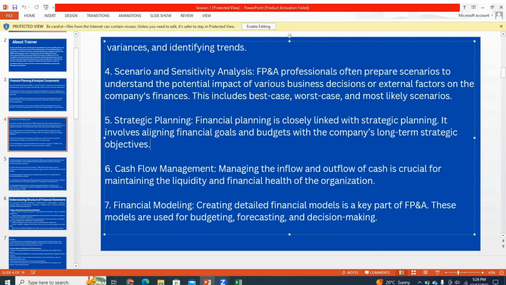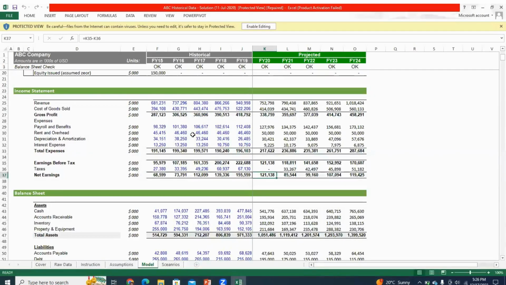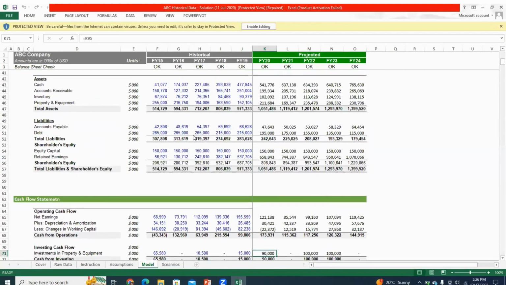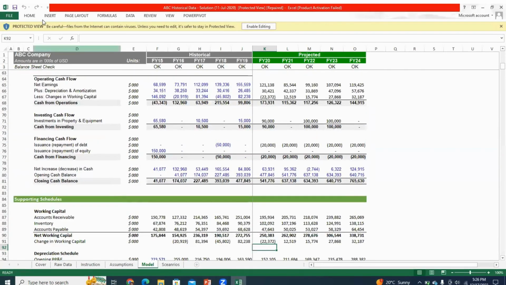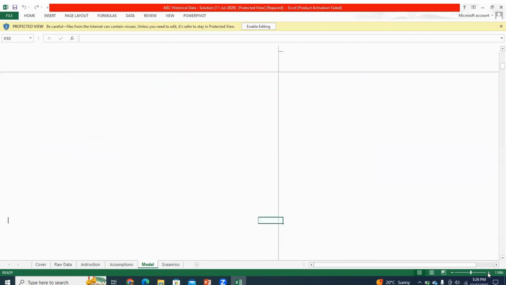Yes, I'll show you the income statement, balance sheet, and the cash flow. See, I have, let me zoom it.